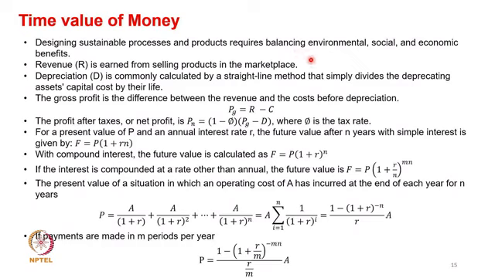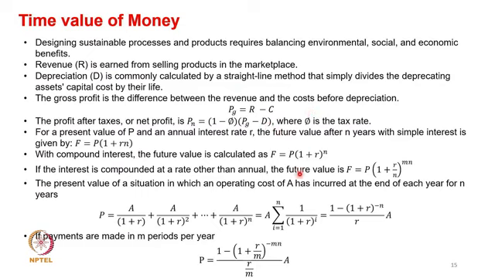Designing sustainable processes and products requires balancing environmental, social and economic benefit. So you have the revenue earned from selling the products, and there would be depreciation for the capital assets, and of course there would be gross profit, which we call P_G, computed as the difference between the revenue and the operational cost. The net profit, the profit after taxes, is (1 minus phi) times (P_G minus D), where phi is the tax rate.